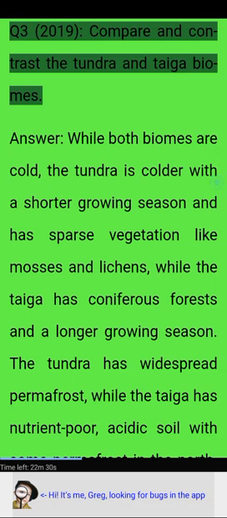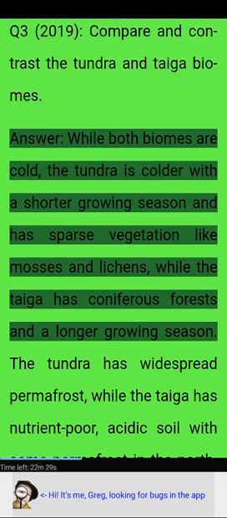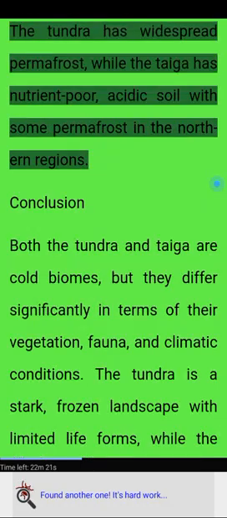Q3, 2019: Compare and contrast the tundra and taiga biomes. Answer: while both biomes are cold, the tundra is colder with a shorter growing season and has sparse vegetation like mosses and lichens, while the taiga has coniferous forests and a longer growing season. The tundra has widespread permafrost, while the taiga has nutrient poor, acidic soil with some permafrost in the northern regions.